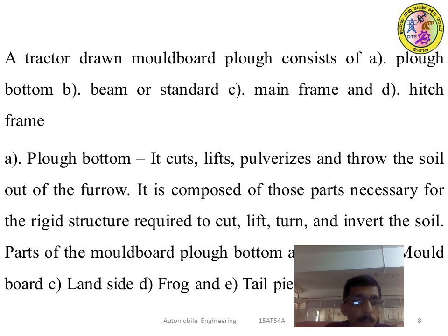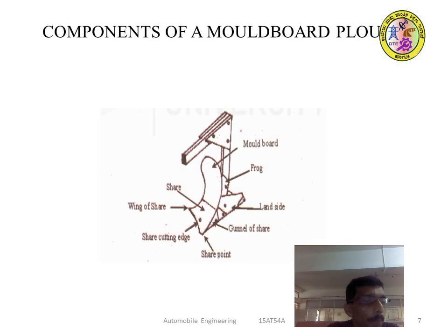It consists of those parts necessary for the rigid structure required to cut, lift, turn and invert the soil. The parts of the moldboard plow bottom are share, moldboard, landside, frog and tailpiece.